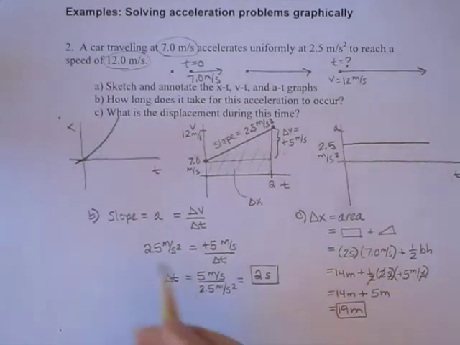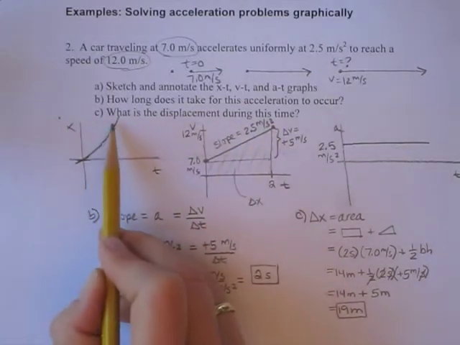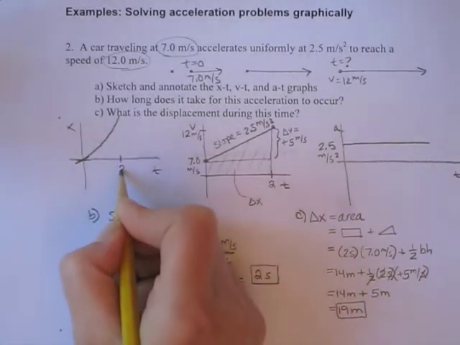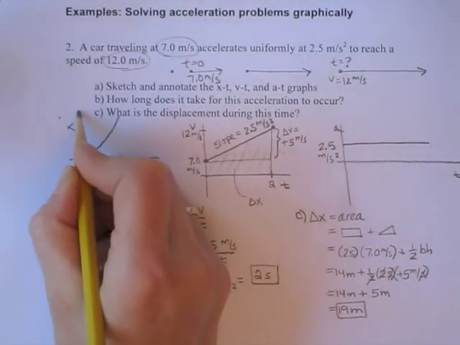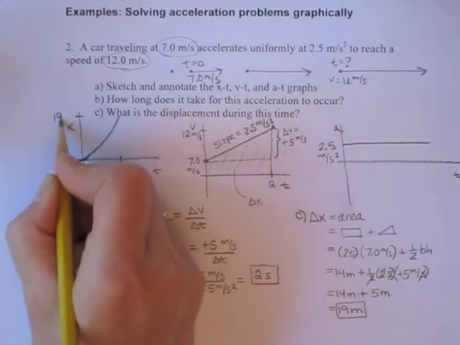Okay, always go back and read the question once you get your answer to make sure that you found what was asked for. What is the displacement during this time? So this would be it, 19 meters during that 2 seconds. So if you looked at this graph, if this is 2 seconds and it started here, then by this time it would be at 19 meters.